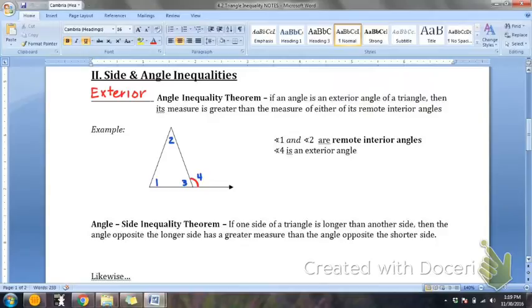Okay, first of all, let's call angle 4. Angle 4 is called an exterior angle. Anybody can guess why that's an exterior angle? There we go. It's on the exterior, it's on the outside. You guys are so smart. Then we call angle 1 and angle 2 remote interior angles.